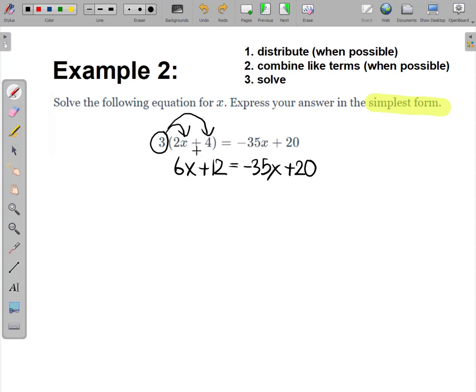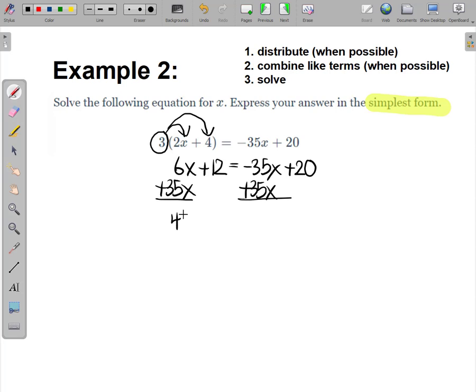So backing up, I want you to focus, I have 6x on the left and I have -35x on the right. And whenever I have variables on both sides, I always move it to the side that's larger. So 6x is larger than -35x. So what I'm going to do is move this -35x to the other side by adding 35x on both sides.